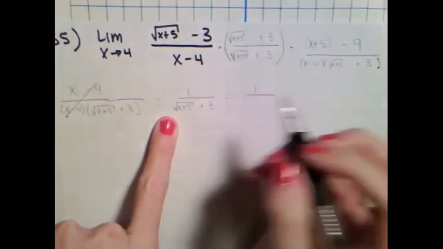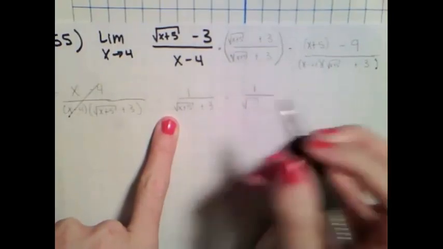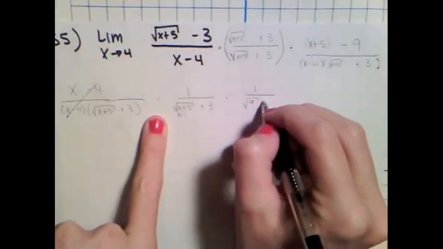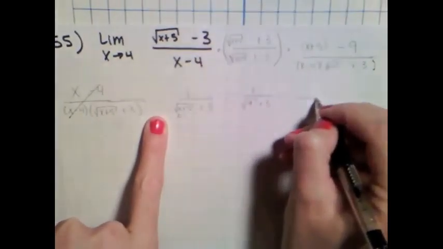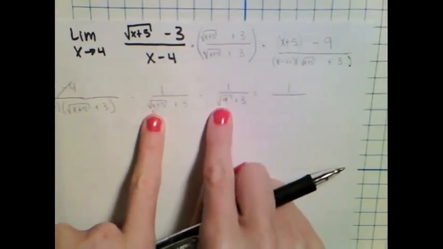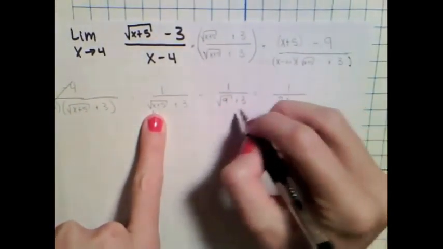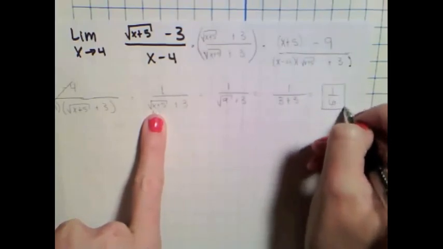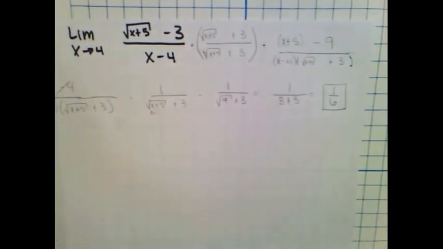That's going to give us 1 over, plug 4 in here, that's going to be square root of 4 plus 5, which is 9. Okay, simplify one more time. The square root of 9 we know is 3, plus 3, that gives us 1 over 6.